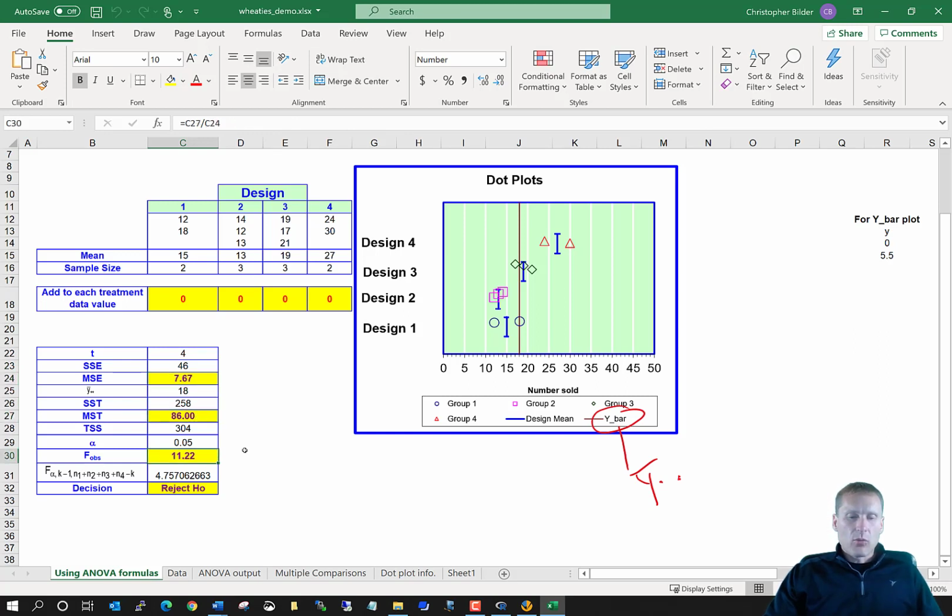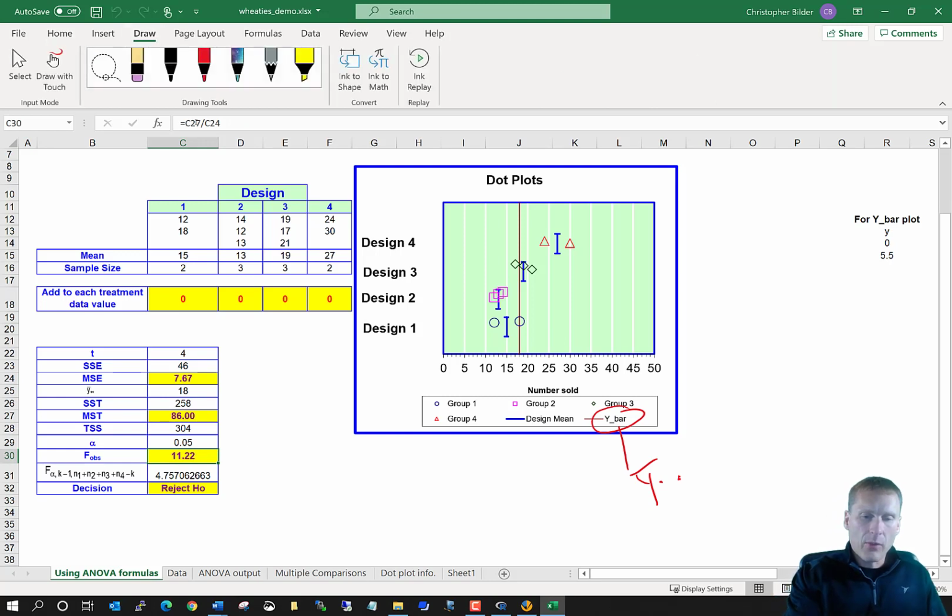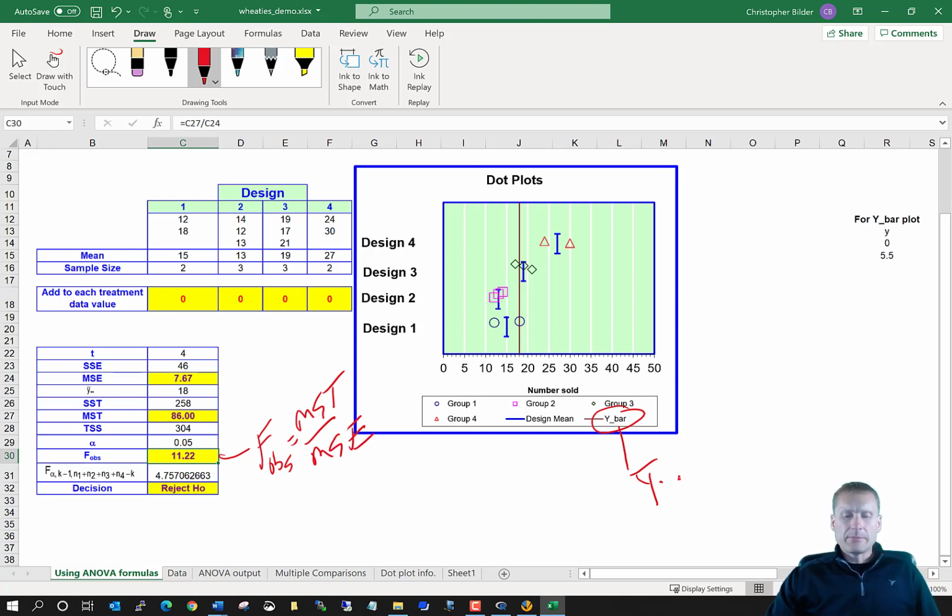And if we take that ratio that I was talking about before, MST divided by MSE, we would actually get 11.22. So if we take 86 divided by 7.67, we get 11.22. And I understand that we haven't talked about yet to determine, well, is this a large value, large enough for us to reject H0? We will get to that shortly.